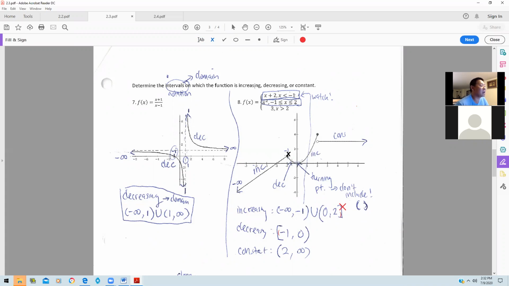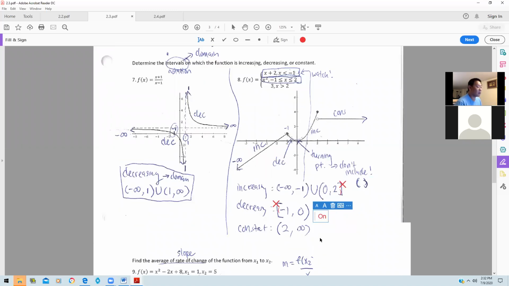Decreasing is from negative 1 to 0. This is a tiny part that is decreasing. So again, do not use brackets. Okay, let me put a note here. You do not use brackets, even if it's greater than or equal to. Yes, still. Only use parentheses.